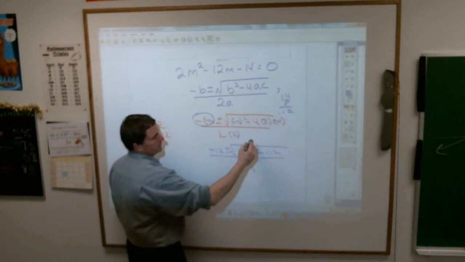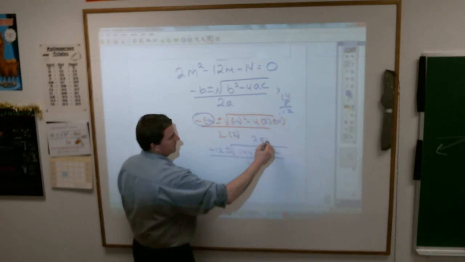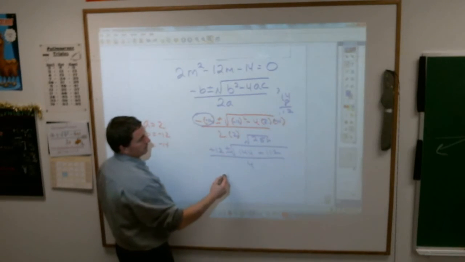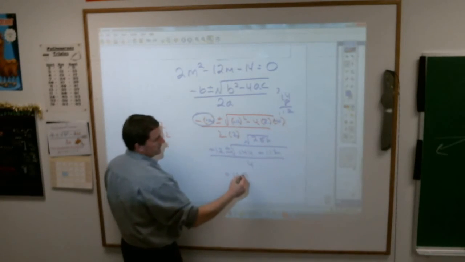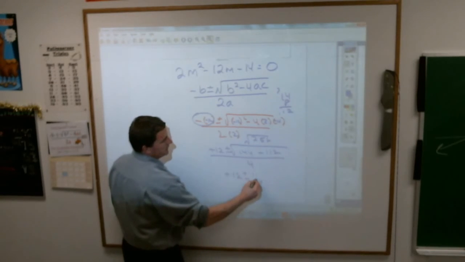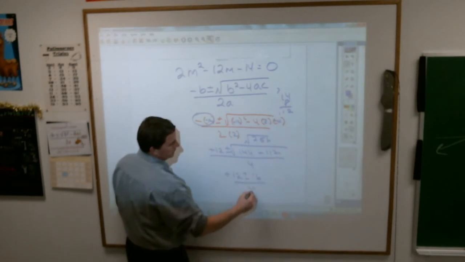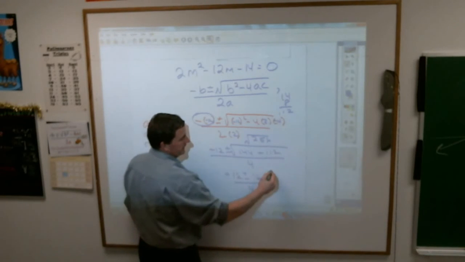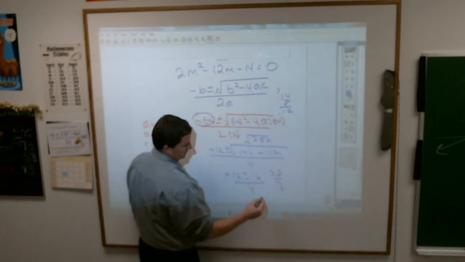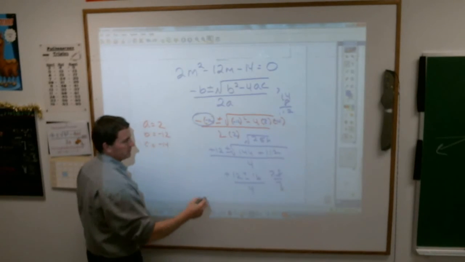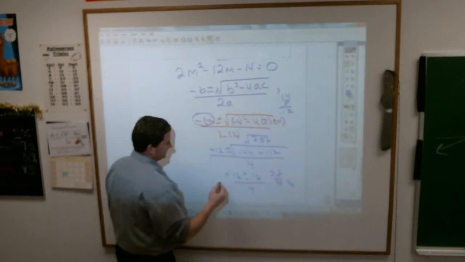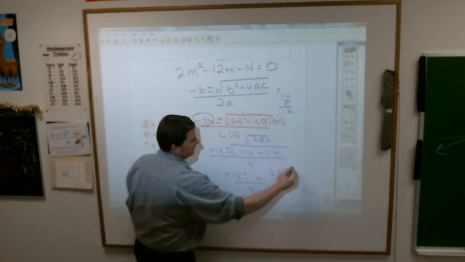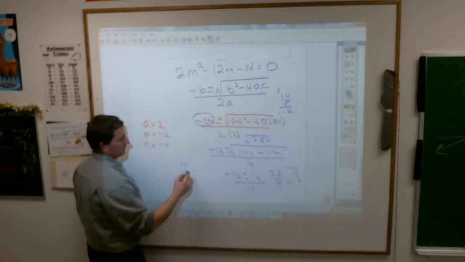144 and 112 is 256, which I believe is the square root of 16, right? So you get plus 12 plus or minus 16 over 4. 12 plus 16 is 28, 28 divided by 4 is 7, sorry. 12 minus 16 is a negative 4, over 4 is a negative 1.